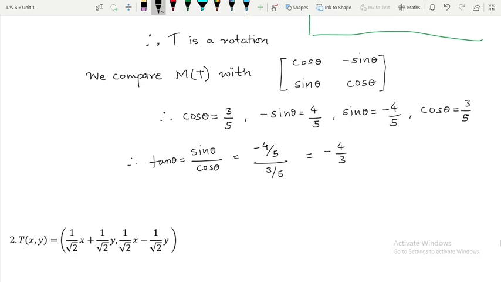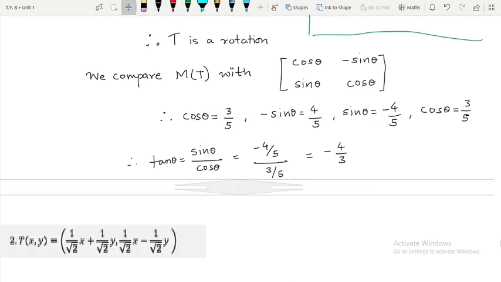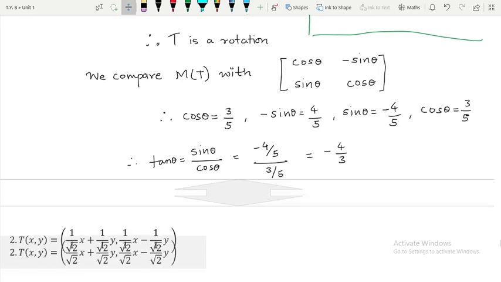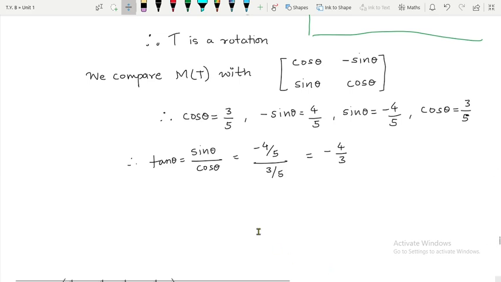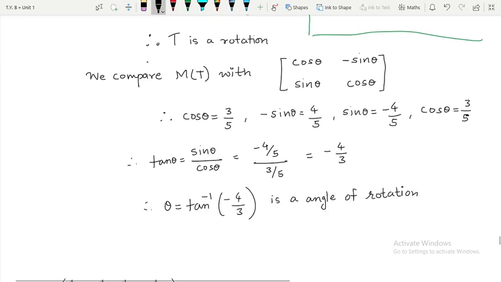And therefore what is your angle of rotation? Now since it is a rotation, we are supposed to find the angle of rotation. Yes, so therefore theta is equal to tan inverse of minus 4 upon 3, which is the angle of rotation. Okay, that's it for this example.